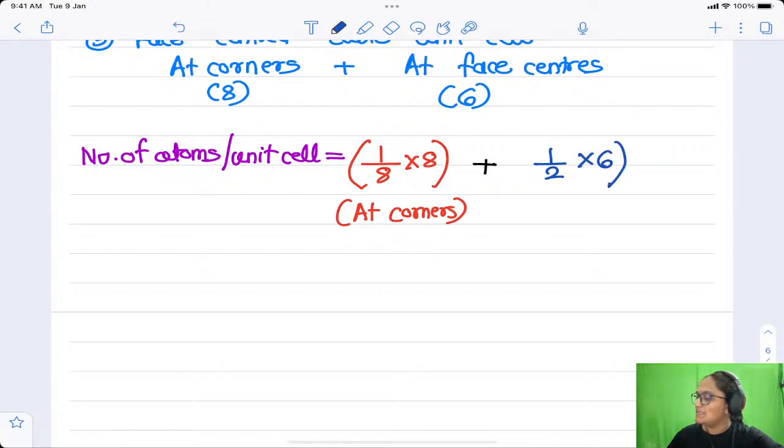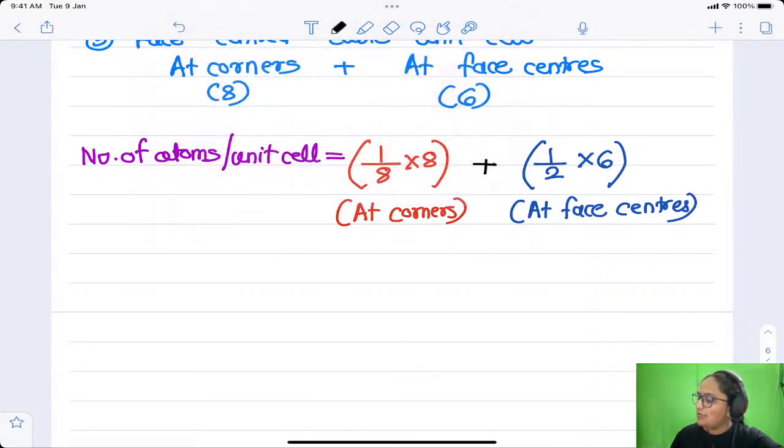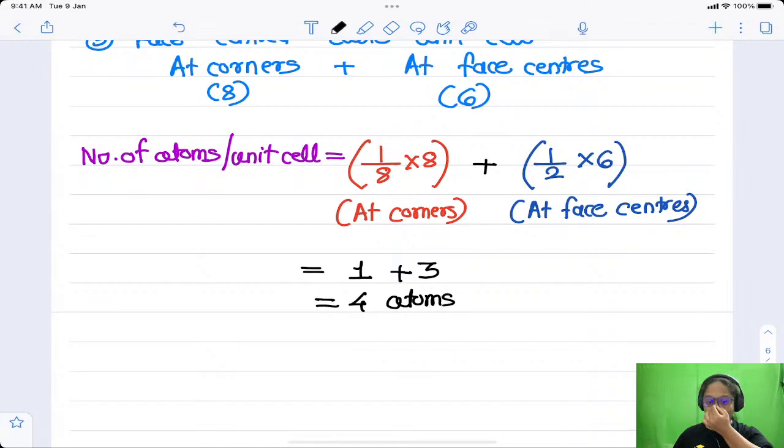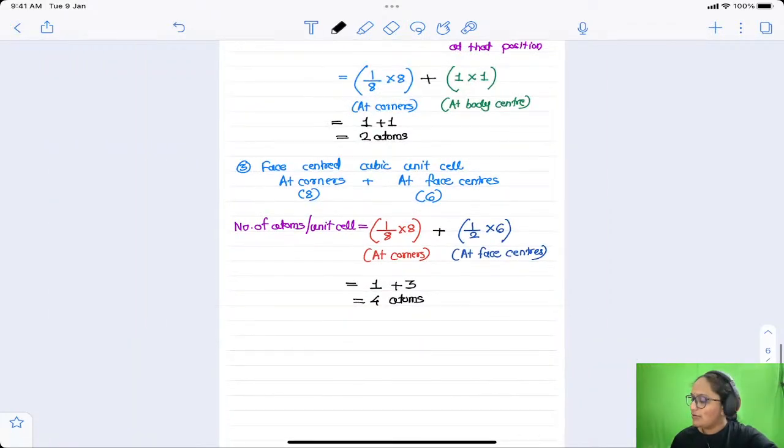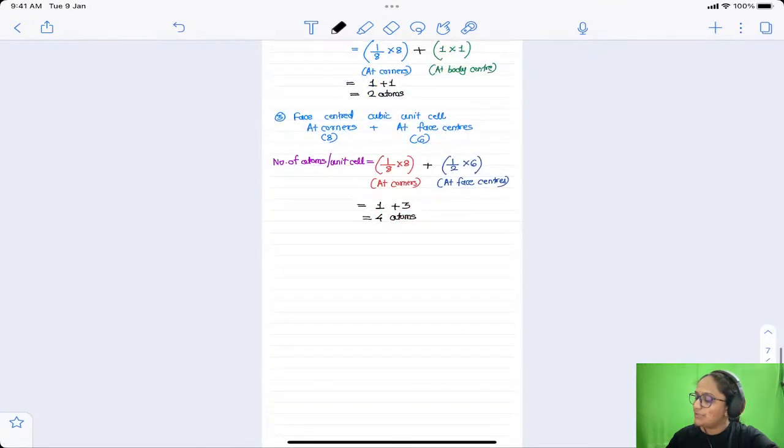1 into 1 by 6 is for the atoms at face centers, right? Okay, at face centers. Now let me do the calculation. 1 by 8 into 8 is 1. 1 by 2 into 6 is 3. So it is equal to 4. So what is the number of atoms per unit cell for FCC? 4 atoms, right? So this is how we have calculated the number of atoms per unit cell.